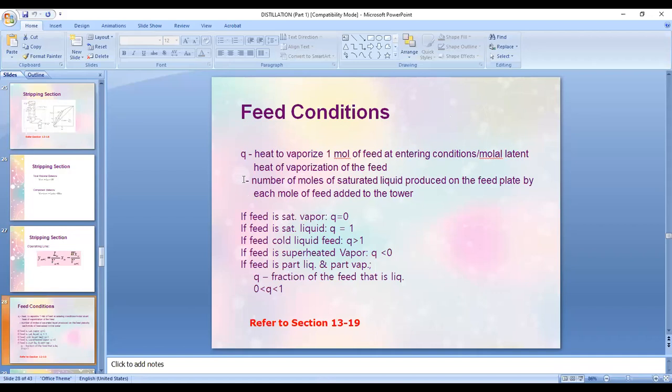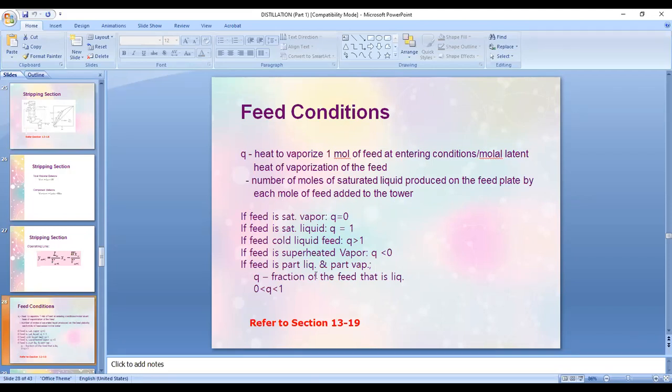So based on the description, you'll be using enthalpies here. As to how it's defined by McCabe, he defined it differently. So it's the number of moles of saturated liquid produced on the feed plate by each mole of feed added to the tower. That's McCabe's definition. But for special conditions, like if your feed is saturated vapor, your Q is equal to 0, and it would be horizontal if it's drawn. If it's saturated liquid, Q is equal to 1, and it will be vertical, plotted right on the X sub F, the mole fraction of A in the feed.